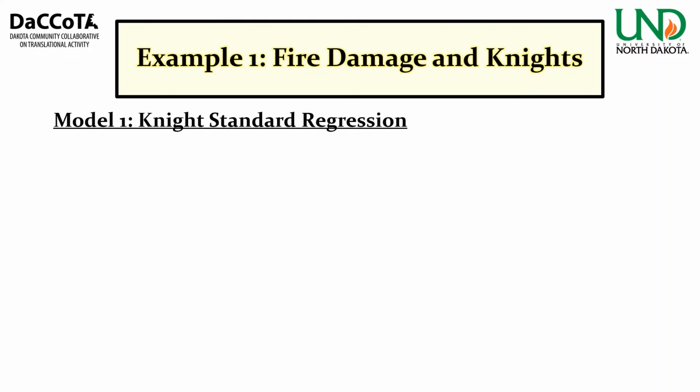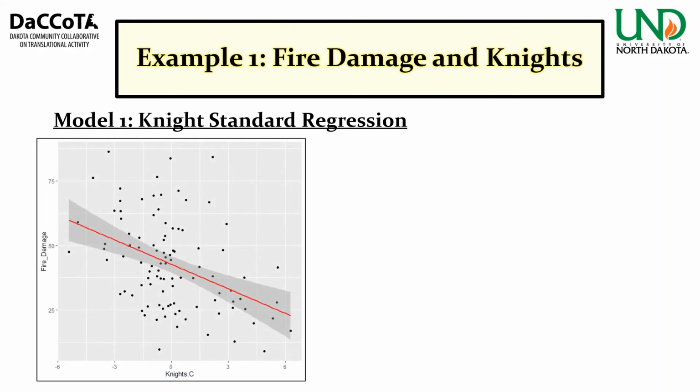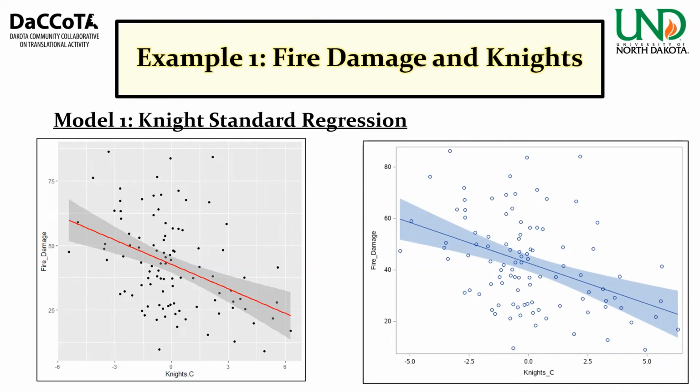So what this looks like, we see this graph here, and then this one's in SAS. As the number of knights increased, the fire damage decreased. Note here that 0 doesn't actually mean 0 knights, but rather, because it's centered data, the average number of knights. So ones on this side are less than the average number of knights, and going higher up is greater than average. But we can see while this is different, there's still a lot of variability present.